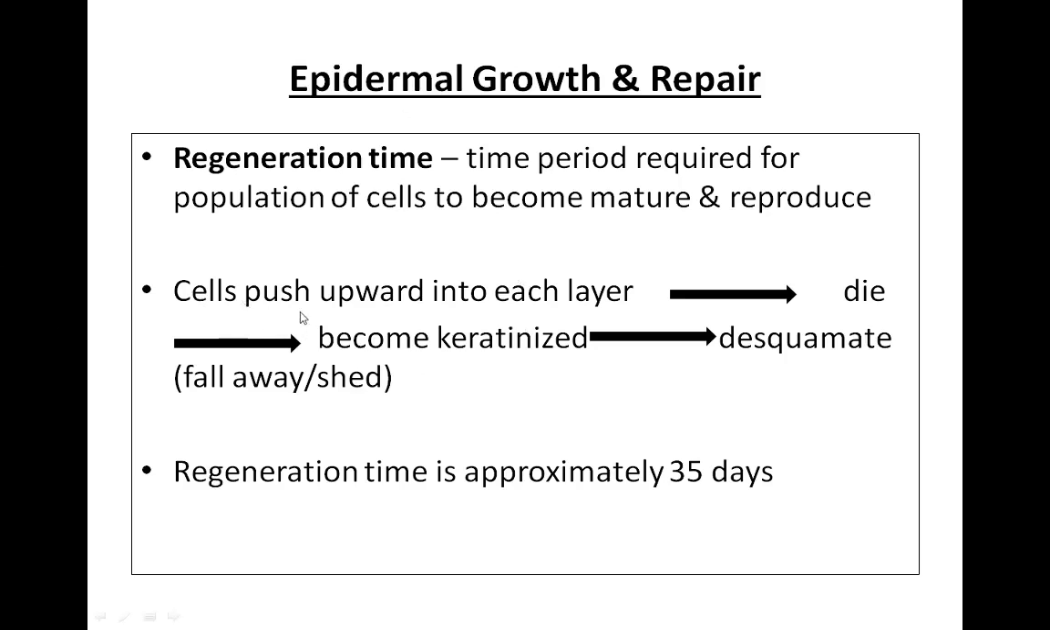So what will happen? Cells push upward. From the basal layer they go to the spinosum, from the spinosum to the granulosum, from the granulosum to the lucidum, and finally to the corneum. They become keratinized, then desquamate. The whole time from the cell being formed in the basal layer until it reaches the corneum layer is called regeneration time. It is approximately 35 days.